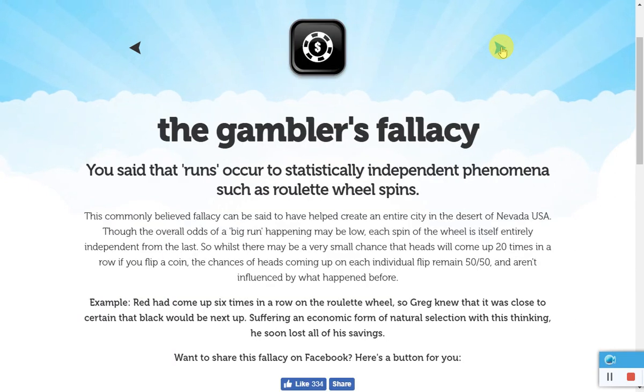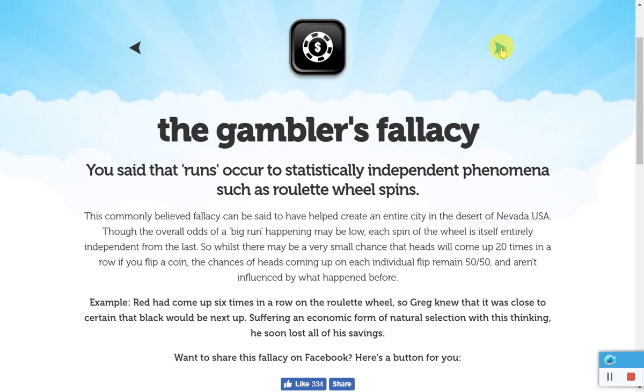13. The gambler's fallacy. You said that runs occur in statistically independent phenomena such as roulette wheel spins. This commonly believed fallacy can be said to have helped create an entire city in the desert of Nevada, USA. Though the overall odds of a big run happening may be low, each spin of the wheel is itself entirely independent from the last. So whilst there may be a very small chance that heads will come up 20 times in a row if you flip a coin, the chances of heads coming up on each individual flip remain 50/50 and aren't influenced by what happened before.